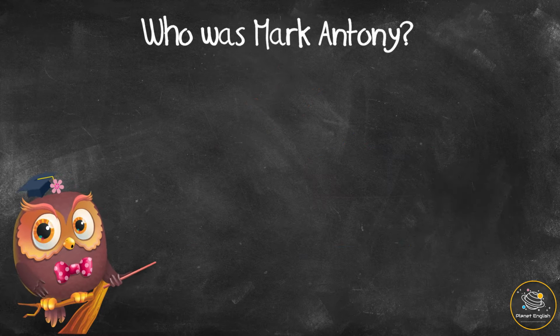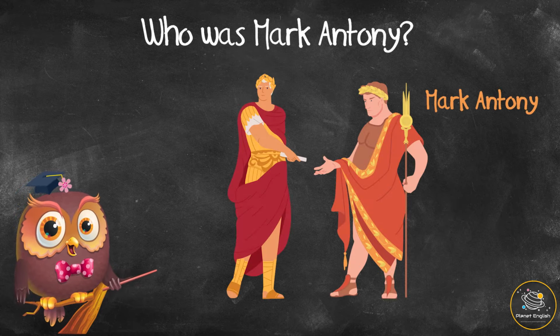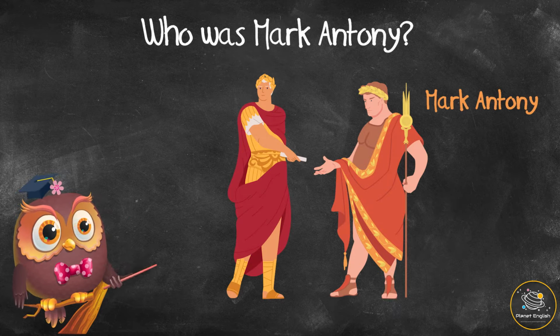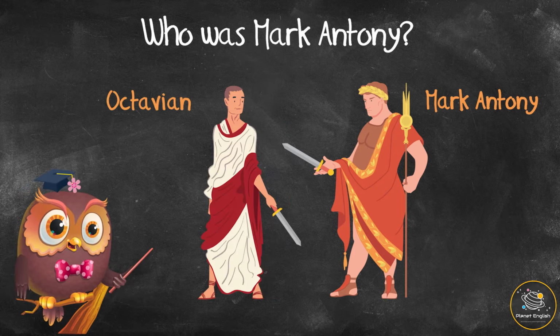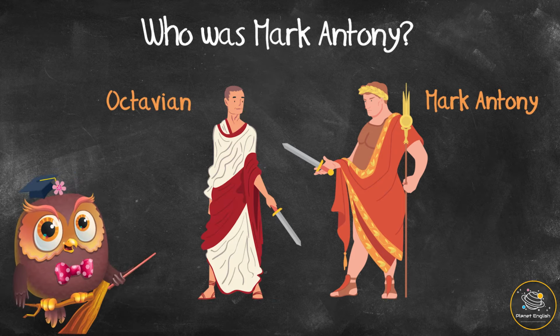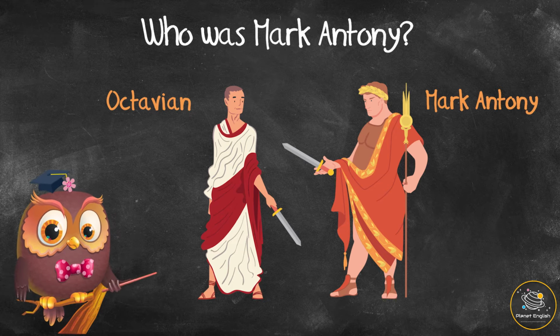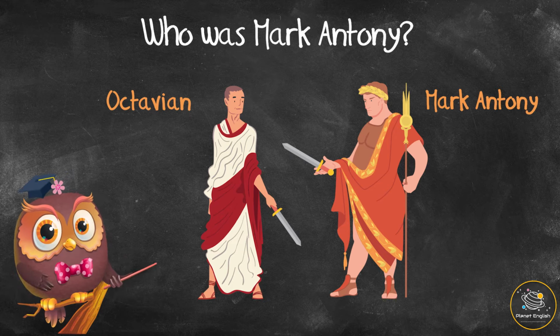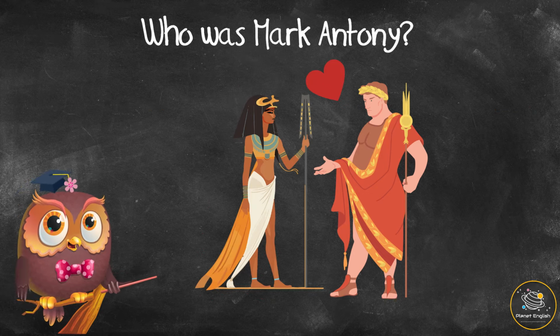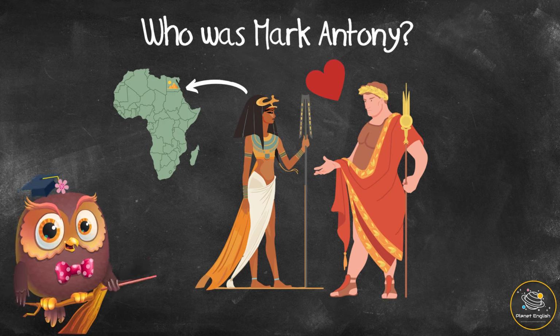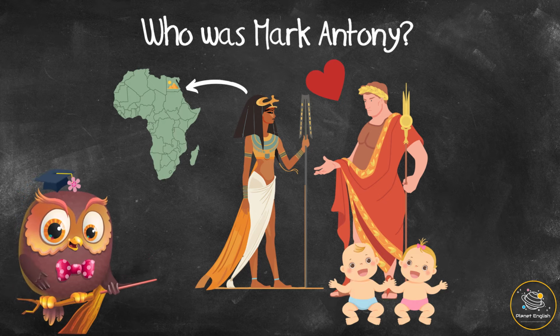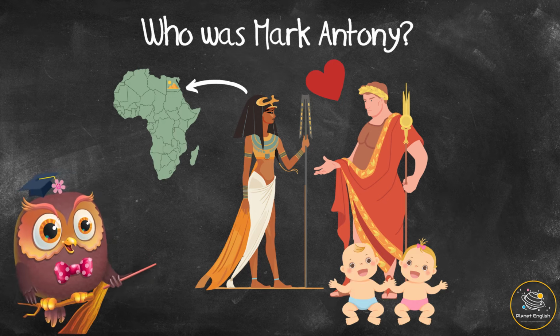Who was Mark Antony? Mark Antony was a loyal friend and supporter of Julius Caesar. After Caesar's death, there was a struggle for power in Rome between Mark Antony and Octavian, Caesar's adopted son. In 41 BC, Cleopatra met Mark Antony, and they also fell in love. They lived in Alexandria in Egypt and had twin children, Alexander Helios and Cleopatra Selene.